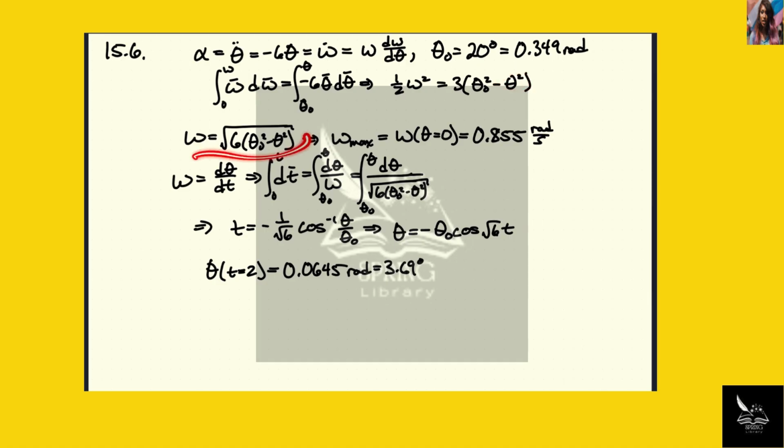We can solve for omega. And we can see clearly that omega max happens when theta equals 0. We can plug that value in and we get 0.855 radians per second.